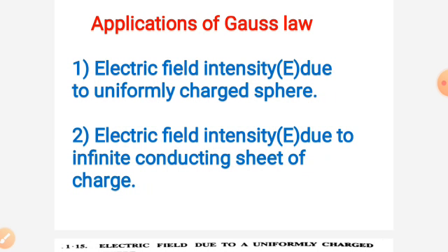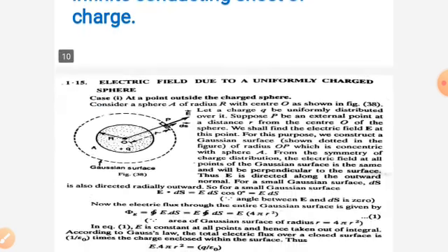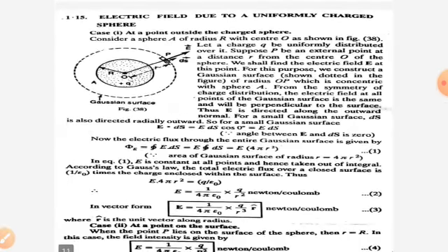Today's topic is applications of Gauss law. First one is electric field intensity E due to uniformly charged sphere, and second one is electric field intensity due to infinite conducting sheet of charge. First one, electric field intensity due to uniformly charged sphere.